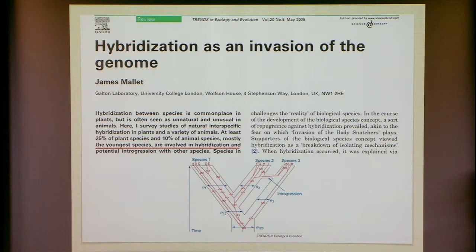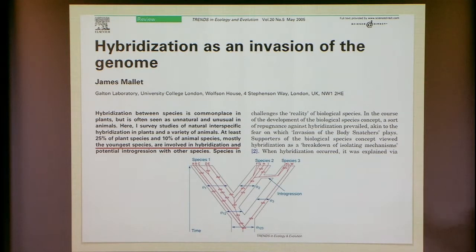So why do we want to focus on hybridization? This is a review from 2005 that basically stated that about 25% of plant species and 10% of animal species are involved in hybridization. And I do believe actually that these estimates are going to go up when we have methods to detect them, because again in the morning we heard about concatenation and so on. One of the interesting things about concatenation, even if you have hybridization, is that it is going to give you a tree. And many analyses are done with these kinds of methods.